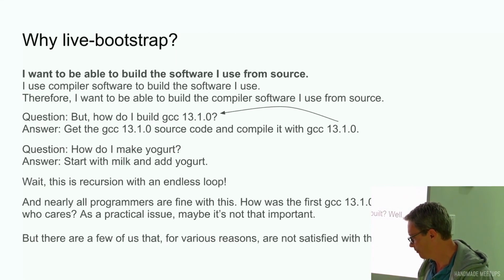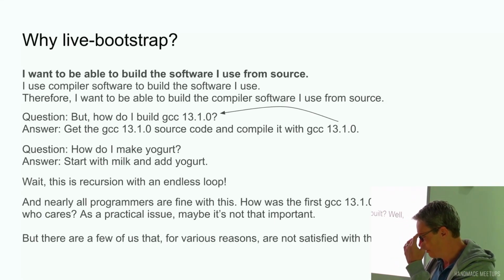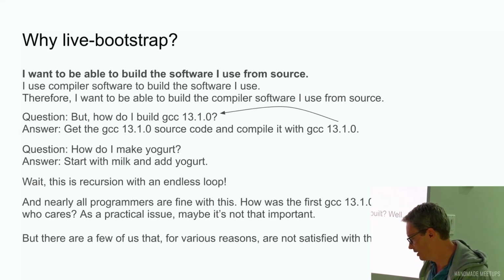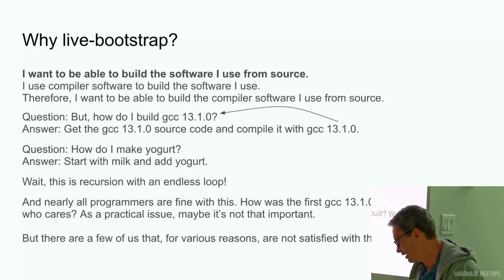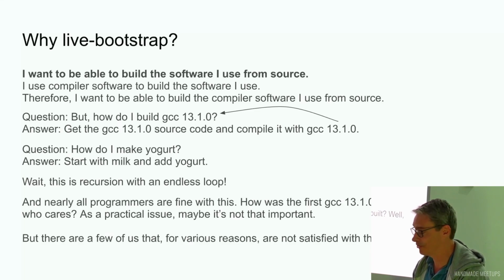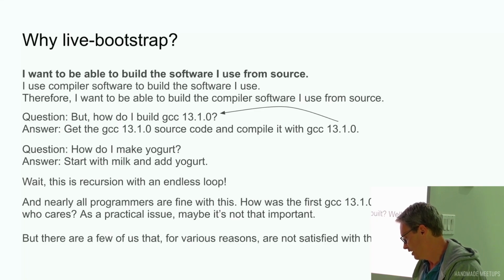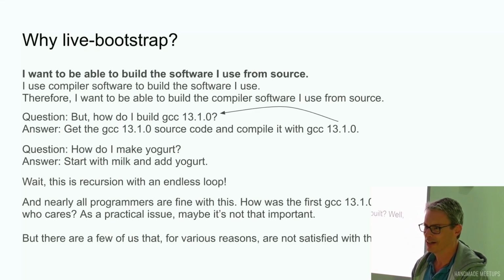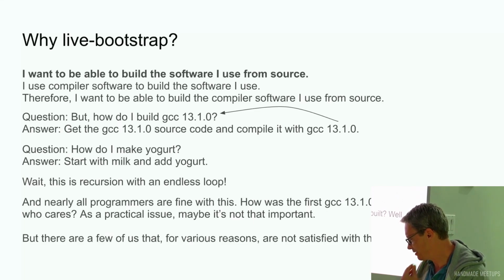Okay, so this is really truly in the spirit of handmade. We want to be able to build our software from source code. And so we use compilers, which is also software. And so we want to build our compilers from source code. And so you ask the question, how do I build GCC 13.1? And the answer you often get is, well, get the GCC source code and compile it with GCC. And you're like, well, I'm not sure that's fully satisfying.